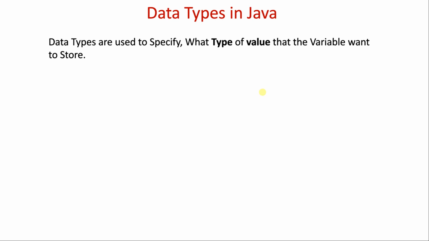It means if you want to store integer data, you have to create the variable with integer data type using the int keyword. Or if you want to store point numbers, you have to create the floating point variable using the float keyword. Like this, data types are used based on the size of the value and the type of the value we want to store. Okay, let's see the classification of data types in Java.